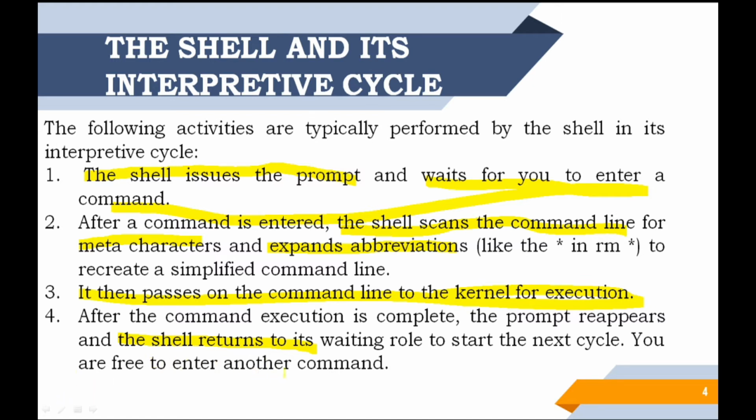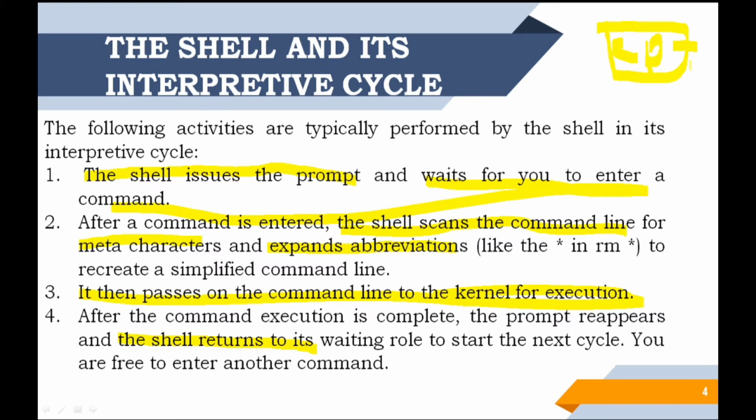Just remember there, the interpretive cycle of the shell consists of 4 steps. First, it is going to issue one command prompt, which means one window will be issued there. Then here you are going to write any command. For example, you have written the cp command with some arguments, then it is going to scan those commands. If any meta characters are there, those meta characters will be expanded. If any short forms you have used, that will be expanded, and it is going to create one simplified command line, and that will be given to the kernel for the execution.